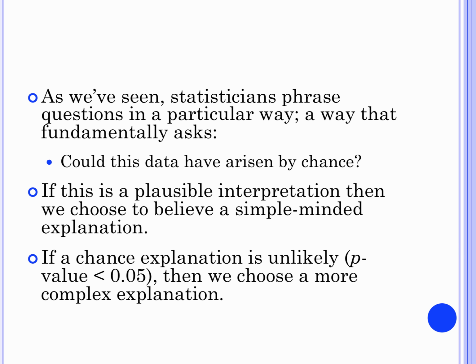Statisticians can phrase questions in a particular way, and it's a fundamental way of asking, could this data have arisen by chance? What it generally boils down to is if we want to know if this group is different from that group. We assume a current state, and we want to know if our observed data gives us evidence to the contrary. If it's a plausible interpretation that random variability is what we're observing, then we'll go with the simple-minded explanation or the null hypothesis. If chance explanation is unlikely, we see a small p-value, then we'll choose a more complex explanation, the alternative hypothesis.